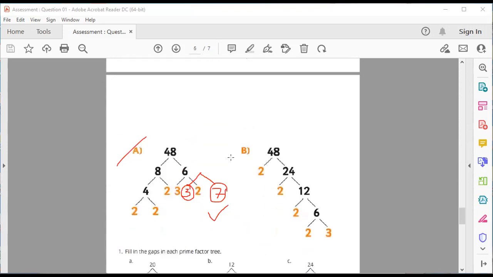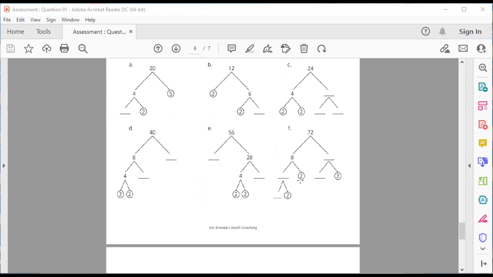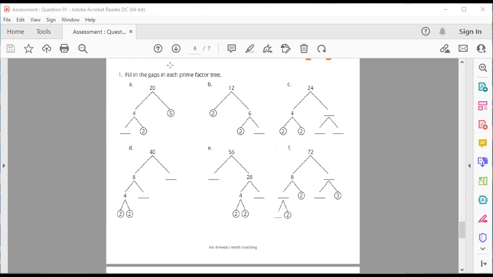What about, again, more examples here. 48 broken down like this. And over here, I have given more practice. So fill in the gaps with each prime factor tree. So over here, 20, the factors are 4 and 5. 4 times 5 will give you 20. 5 is already prime. 4 can be broken up into 2 times 2. So this is now your prime factor tree. Why prime? Because end of the day, it's all prime numbers at the bottom.